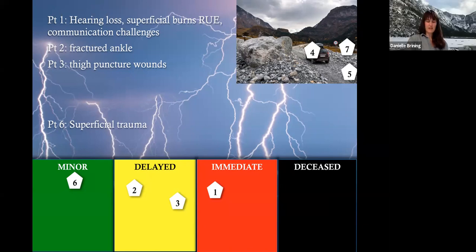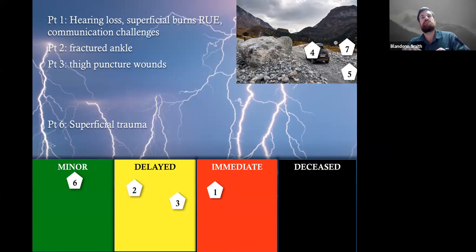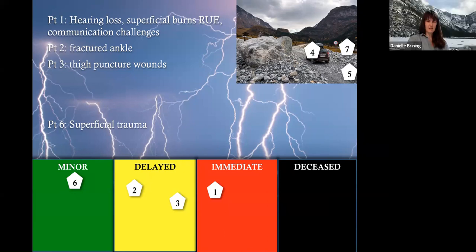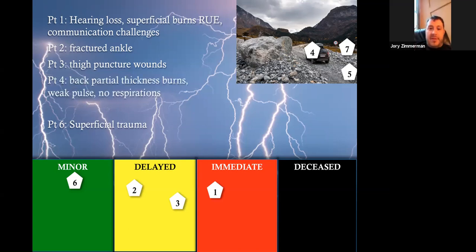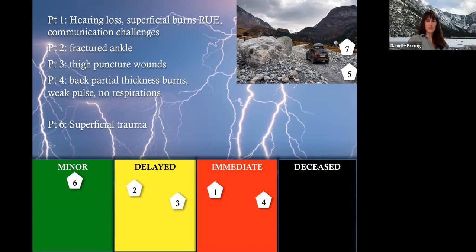So you reposition the airway and there's still no respirations. He's black, move on. I'd say that'd be a perfect answer, except in a lightning scenario. Good job. So lightning scenario changes triage, reverse triage. So no respirations, cool. Patient 4, no respirations, weak pulse, back partial thickness burns, goes to immediate.